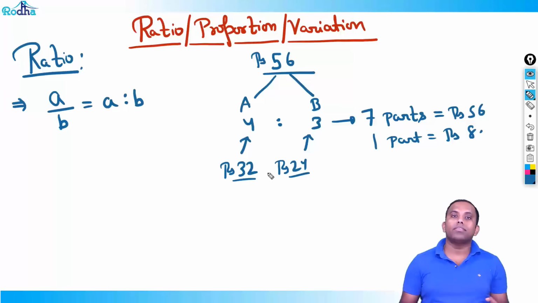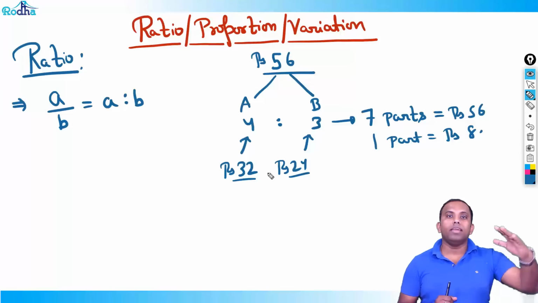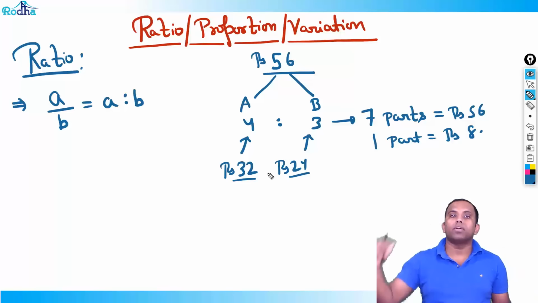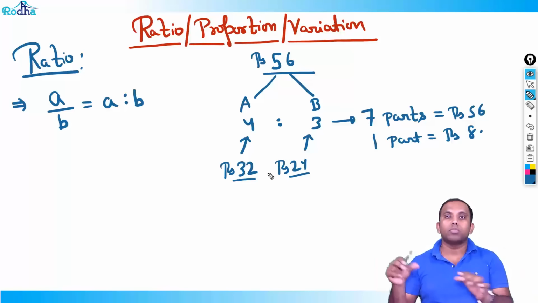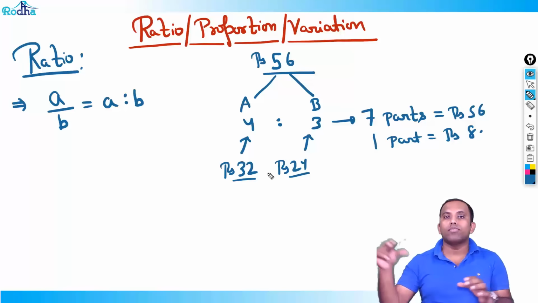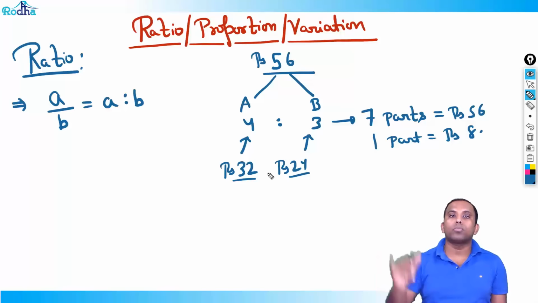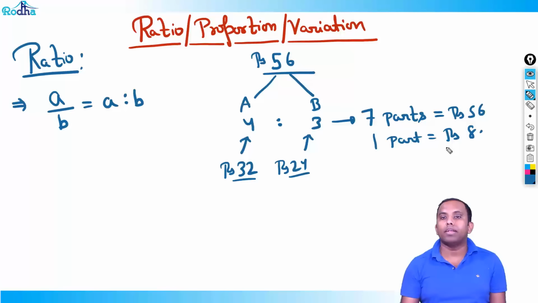So I'm dividing 56 rupees in the ratio 4 is to 3 between two persons A and B. That means A is getting 4 parts and B is getting 3 parts, so a total of 7 parts is to be distributed. The value of those 7 parts is equal to 56 rupees. If 7 parts is equal to 56 rupees, one part is equal to rupees 8. So one part of the ratio represents rupees 8. So 4 parts is 32, 3 parts is 24.